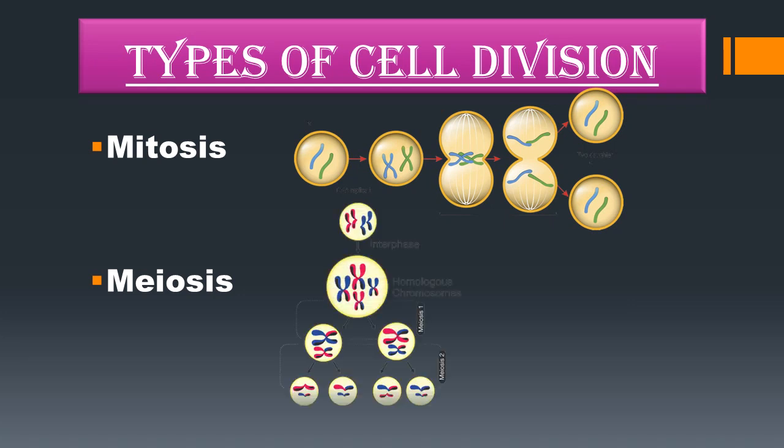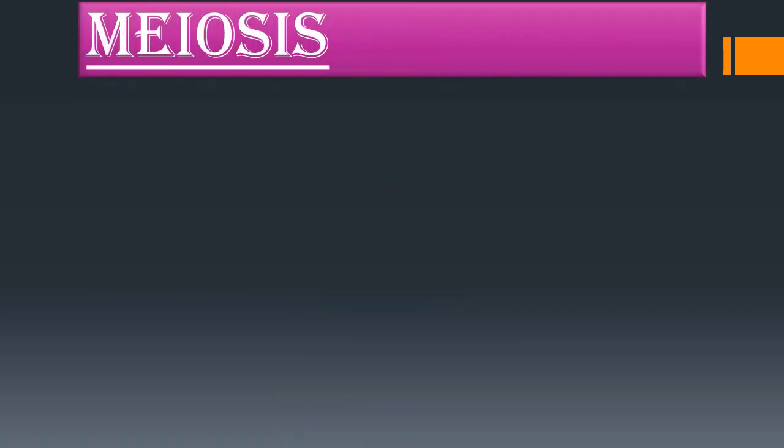But in case of meiosis, what happens? A single parent cell will divide into 4 haploid cells, and these cells are genetically different or dissimilar from the parent one. So in today's video we shall study only about meiosis, and there are different stages of meiosis. So we shall study all about this. Now let's study about meiosis.